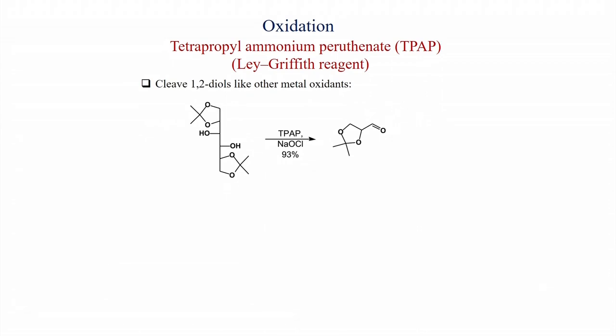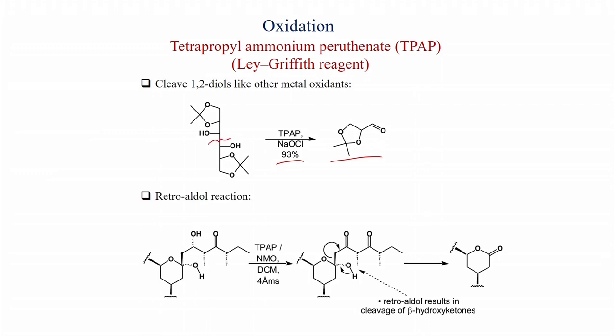Cleavage of 1,2-diols is also possible with TPAP. We have seen diol cleavage earlier, but here TPAP can also do it with sodium hypochlorite, NaOCl. It gives 93% yield of this aldehyde. This is a symmetrical diol, so if it cleaves, it gives only this product, two molecules of this product.